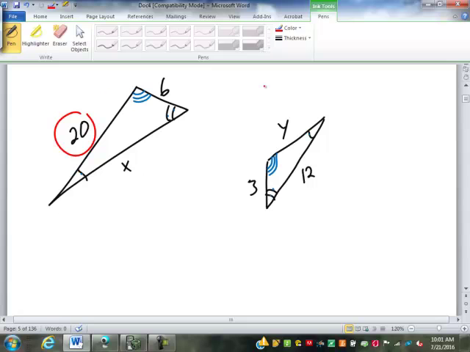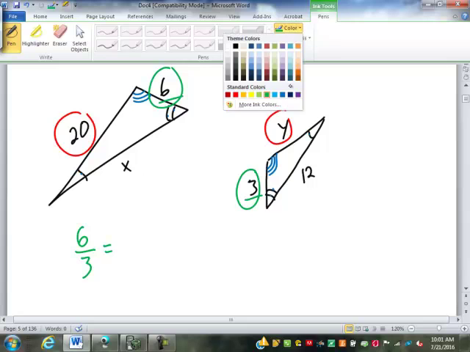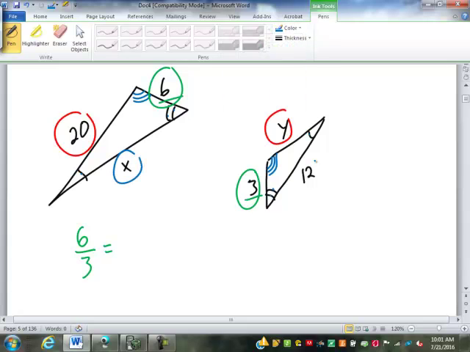20 over here corresponds to what side of the other triangle? The y, between the 3 and the 1. The 6 over here corresponds to what side of the other triangle? The 3. Hey, there's one where we have both numbers. That's going to indicate we might be using that somewhere. 6 over 3. And of course the x corresponds with the 12. That's all that's left.